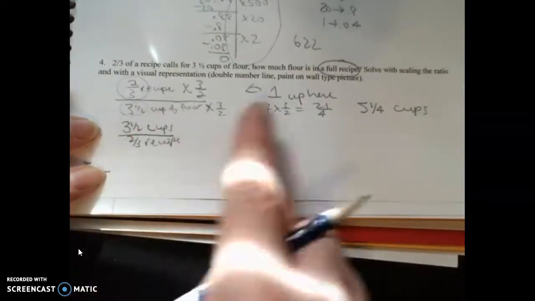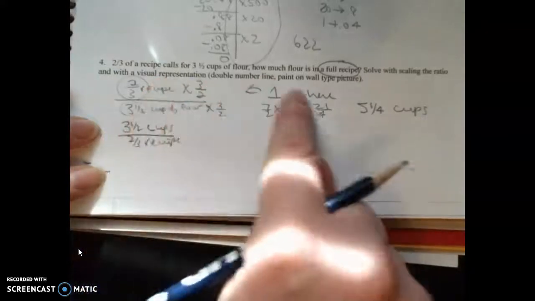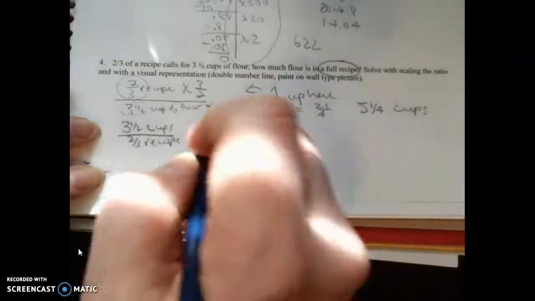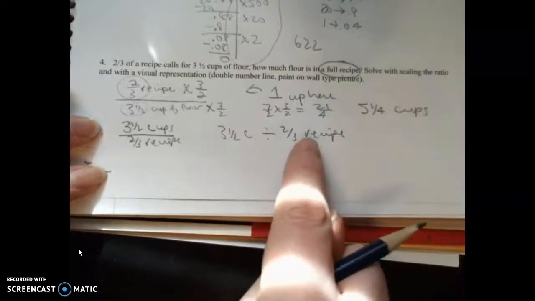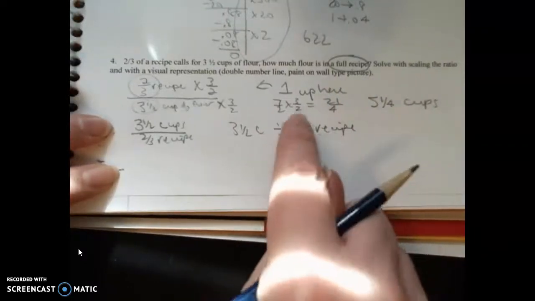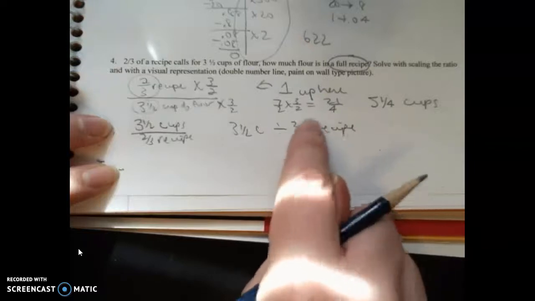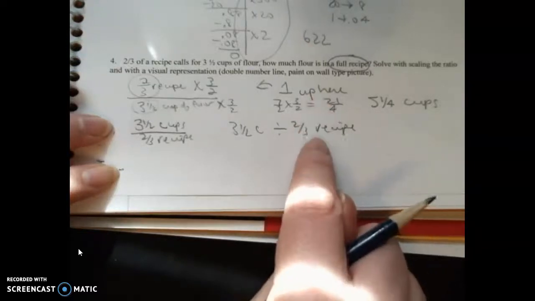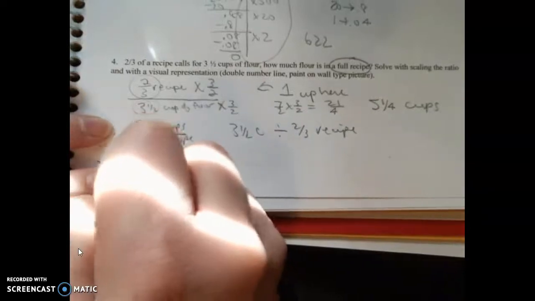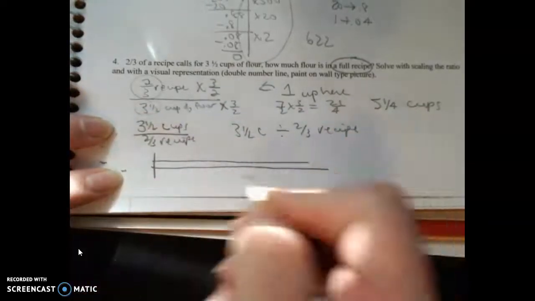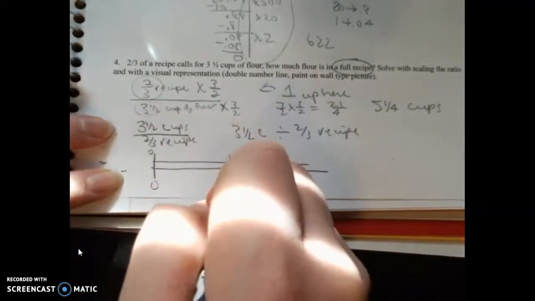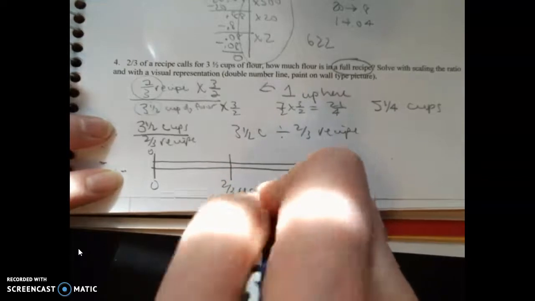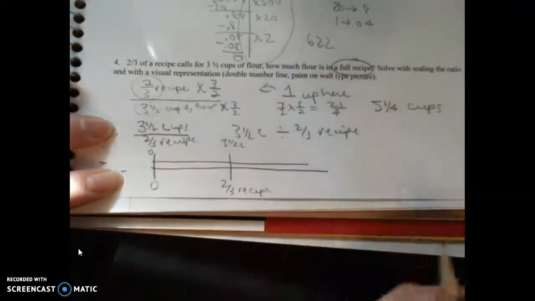All right, so it says solve using a scale, and I'm going to use a double number line, paint on a wall, or whatever. So this is 3.5 cups divided by 2/3 of a recipe. And if you're doing the paint on the wall, this is going to be your picture, and then you're going to figure out the paint per strip, total up all your strips, okay? I'm going to do a double number line on this. I don't really care if you draw the double number line, but so we have 2/3 of a recipe is 3.5 cups of flour.